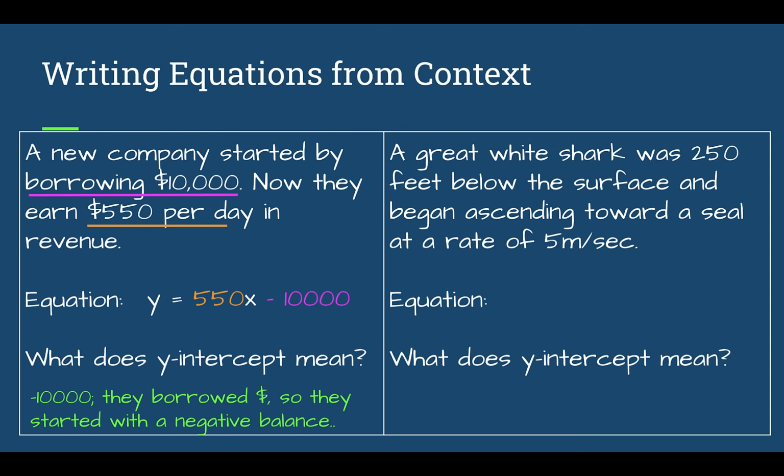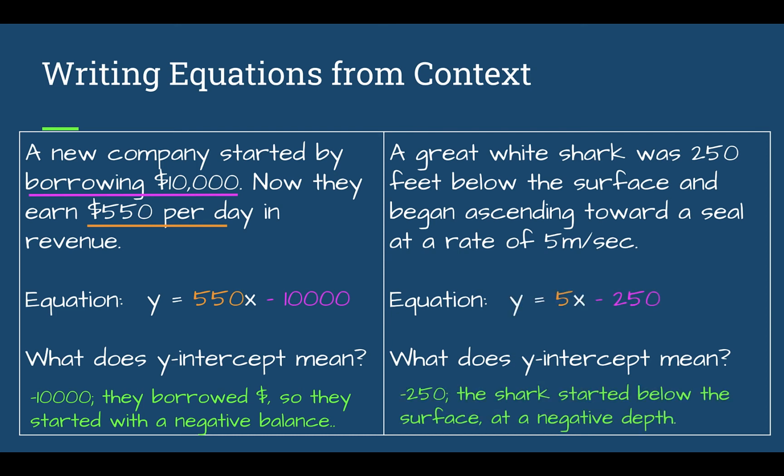All right, try your situation. What equation would model this situation? And what does the y-intercept mean? Pause the video and try it out. Check your answers. The word "ascending" means that it is going up, so our rate of change would be positive in this situation.